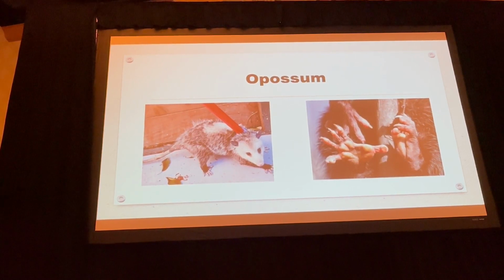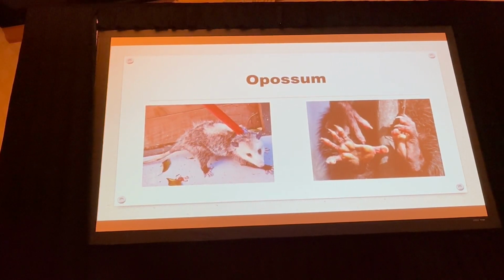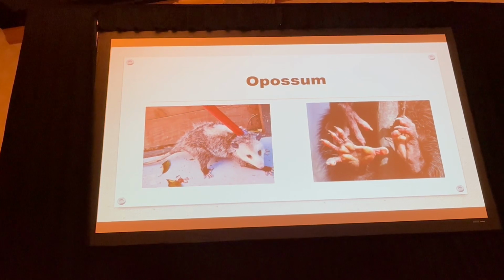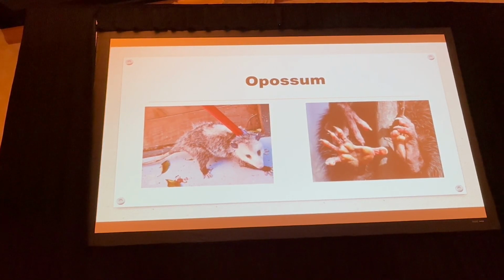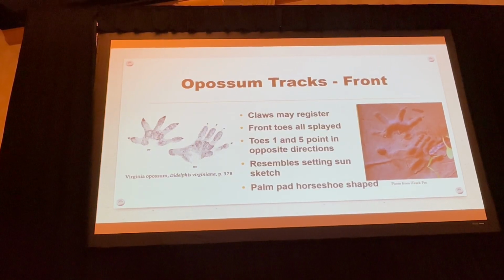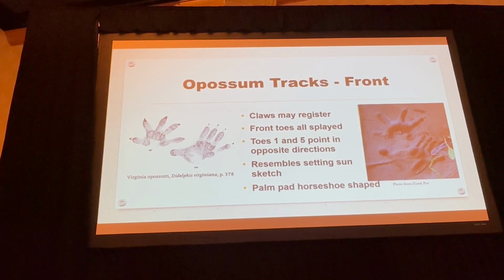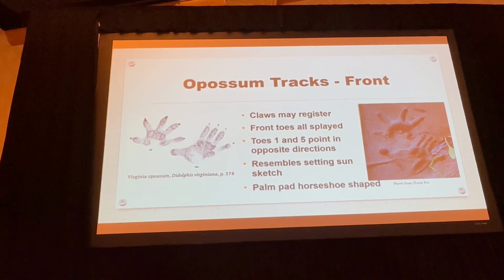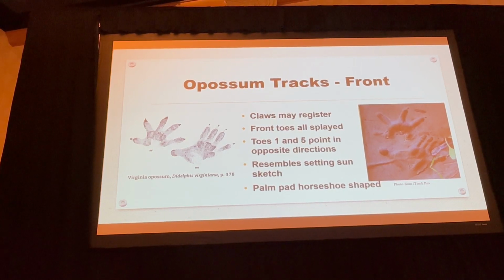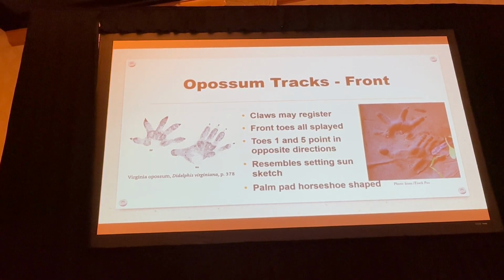Opossums are very able climbers with opposable thumbs on their hind paws that allow them to grasp and hold branches. As you can see in the diagram, the front and hind tracks of opossums are quite different from each other, so I'll review them separately. First, I'll describe the front tracks.